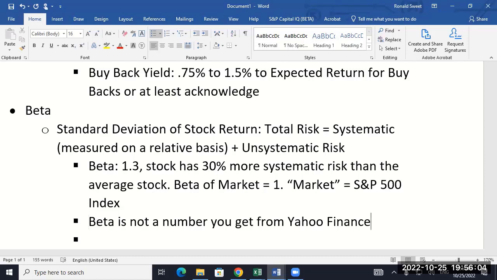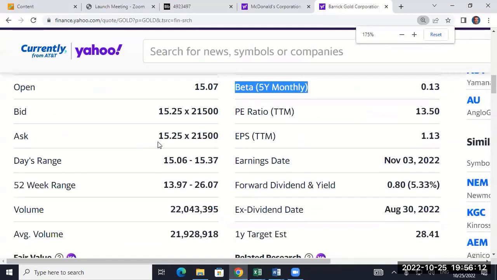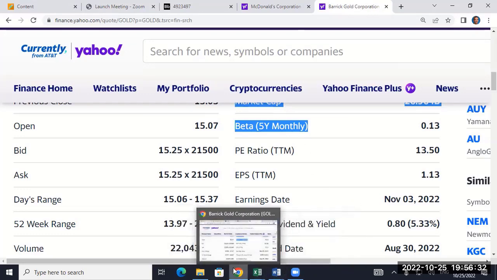So what is the beta in Yahoo Finance? They even tell you. What does that say right there? 5-year monthly. What does that mean? It's the regression beta using the last 5 years of data, the last 60 months of data. Is that a good place to calculate beta? I don't think so, but we're going to do it. I'm going to show you the process.